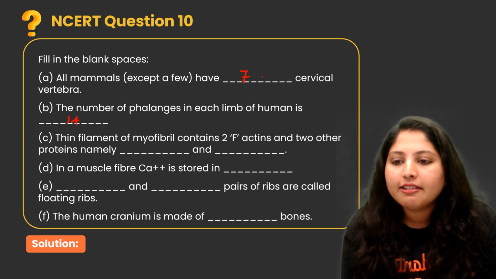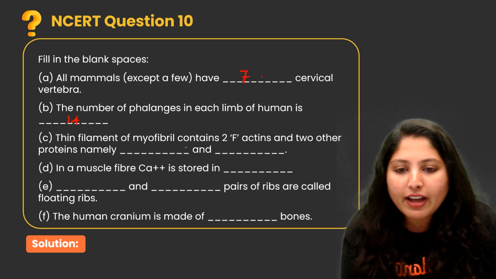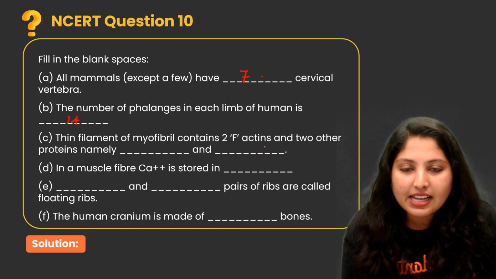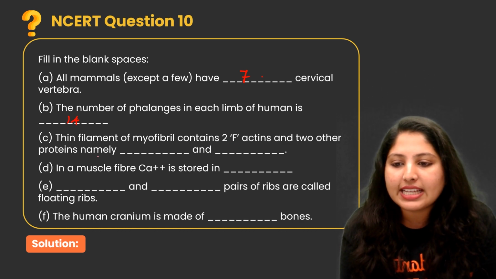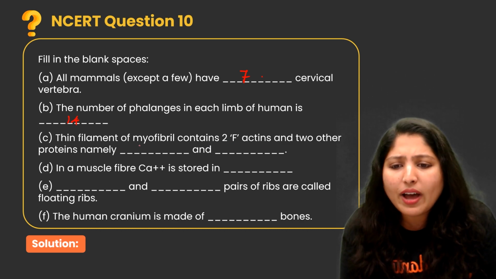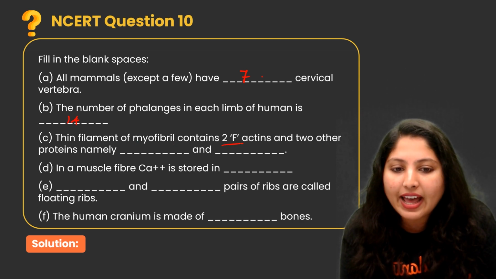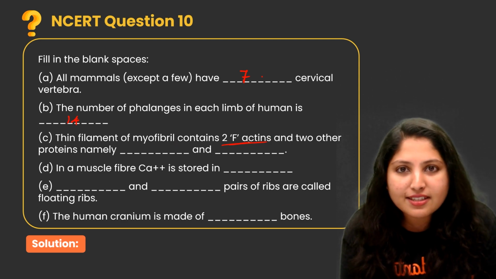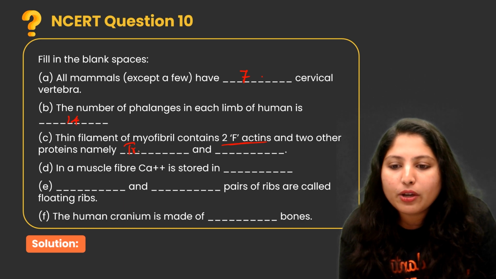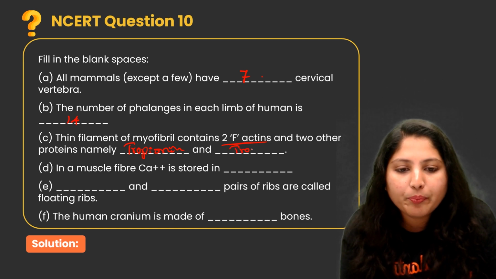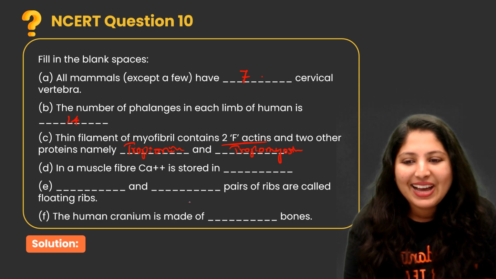Okay, the thin filament of myofibril consists of 2 F-actin and 2 other proteins, namely, so one myofibril contains 2 F-actin, and along with the 2 F-actin, 2 other proteins are also present, that is troponin and tropomyosin.